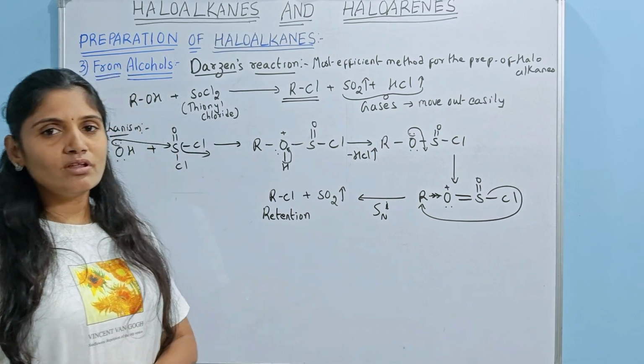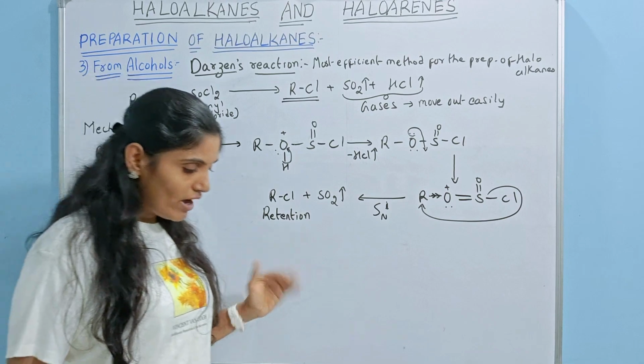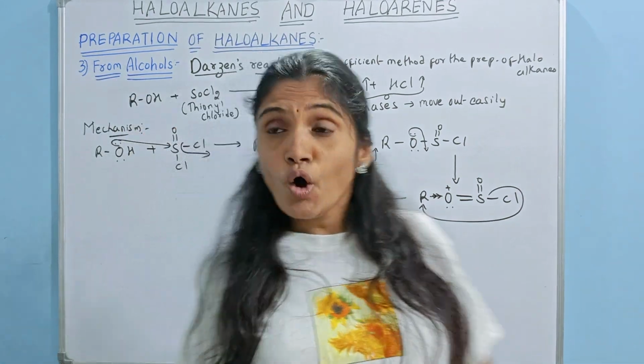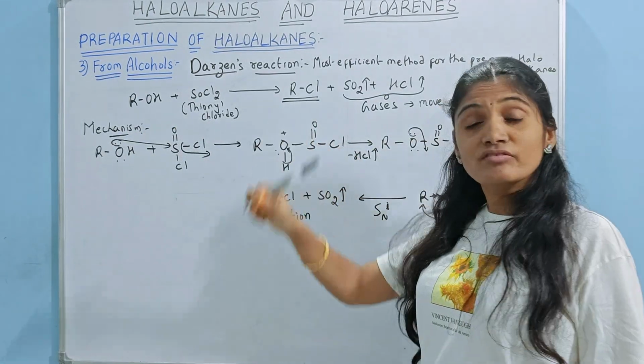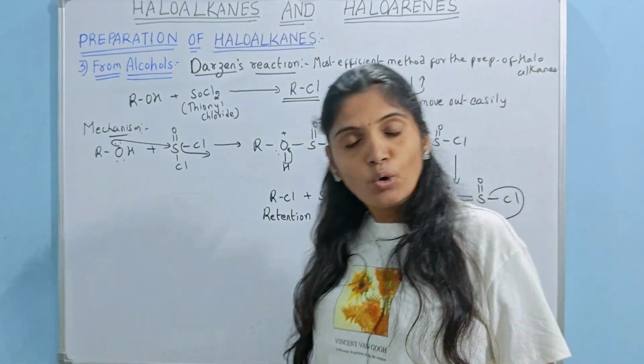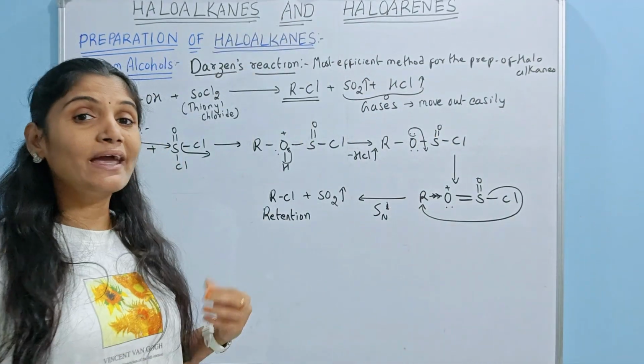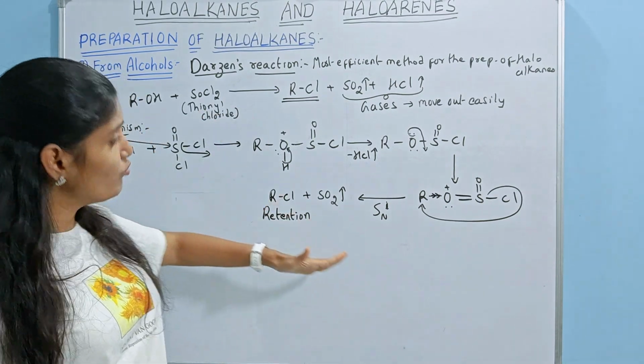The difference will be there with respect to the configuration. Now, why is the configuration getting inverted? What happens if pyridine is there in the reaction? We can only clearly understand if we see the mechanism of that reaction. Hopefully this mechanism is clear.